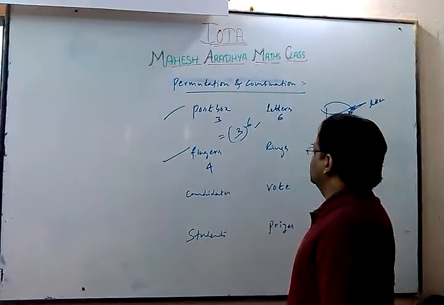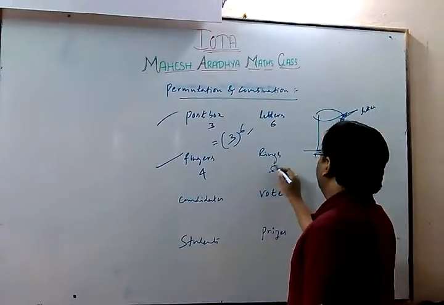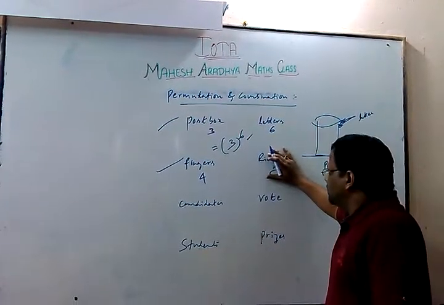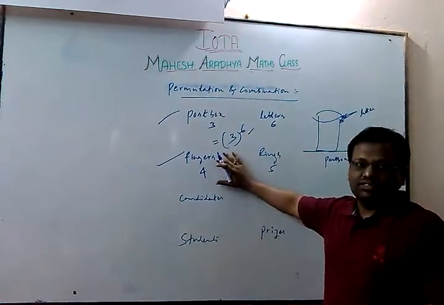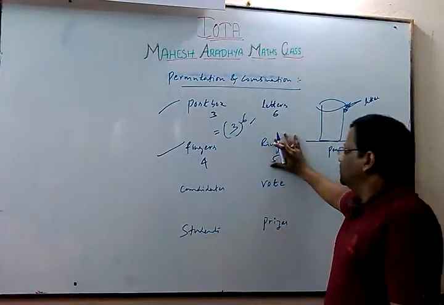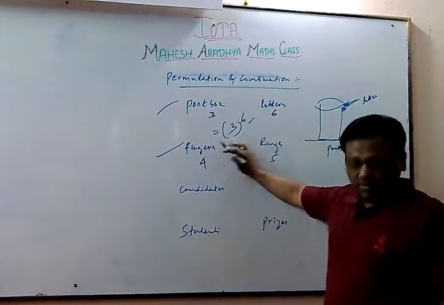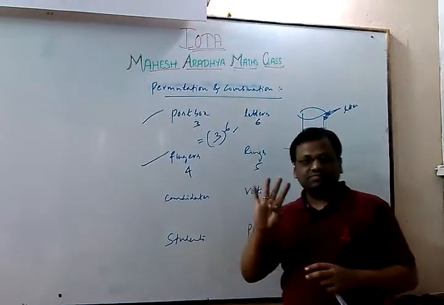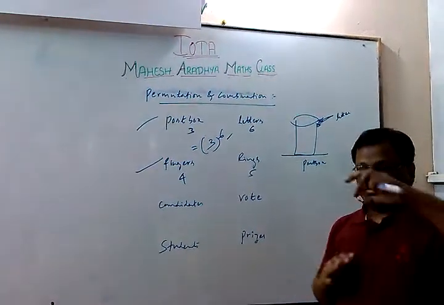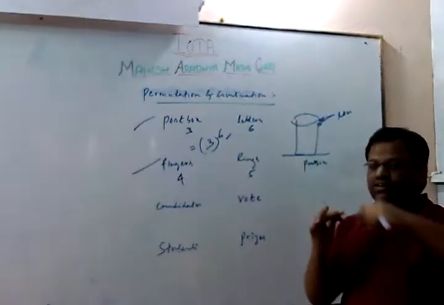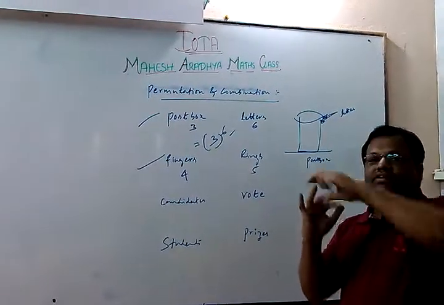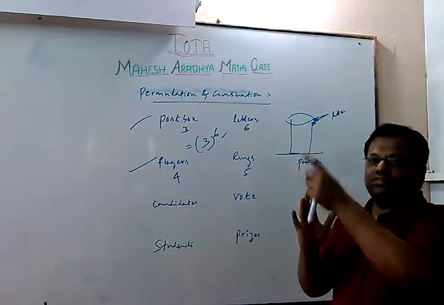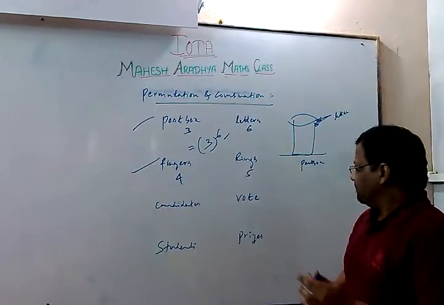Imagine 4 fingers and 5 rings. In how many ways can 5 rings be put on 4 fingers? So these are 4 fingers. I got this ring. How do you put the ring? This is the finger, and I am going to insert the ring like this, from above.